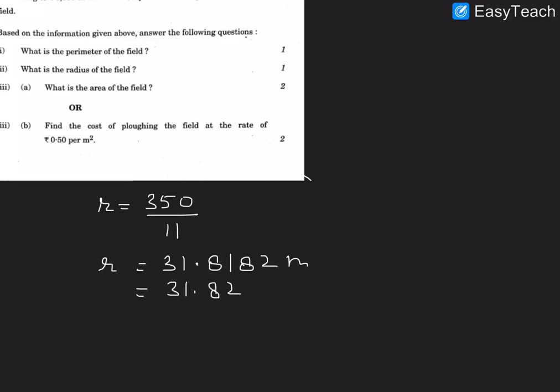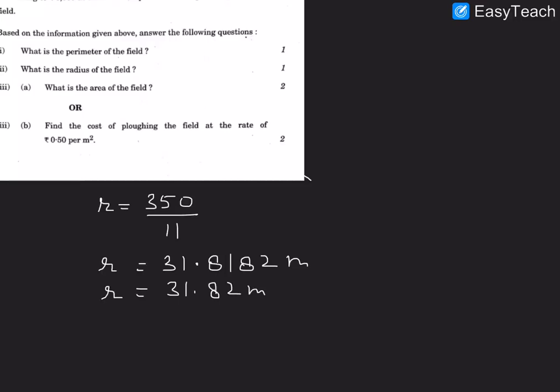So we have taken out r is equal to 350 by 11. Simplifying this, r will come out to be 31.82 meters approximately for the radius.